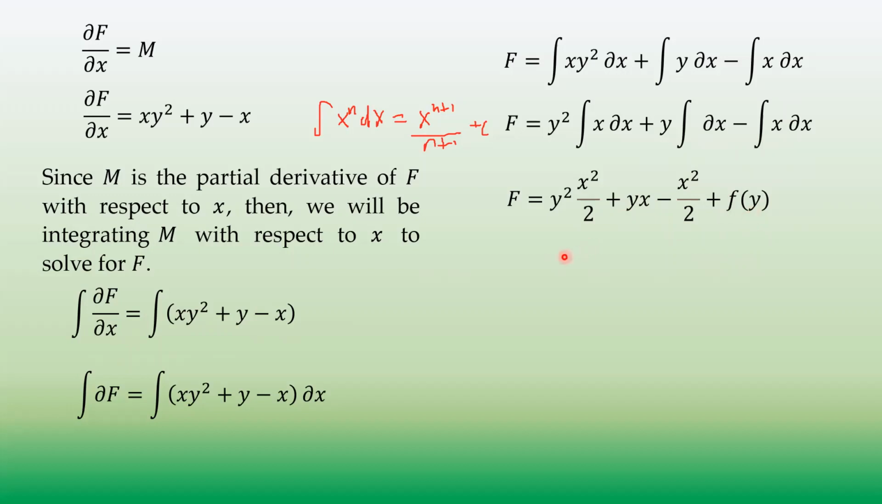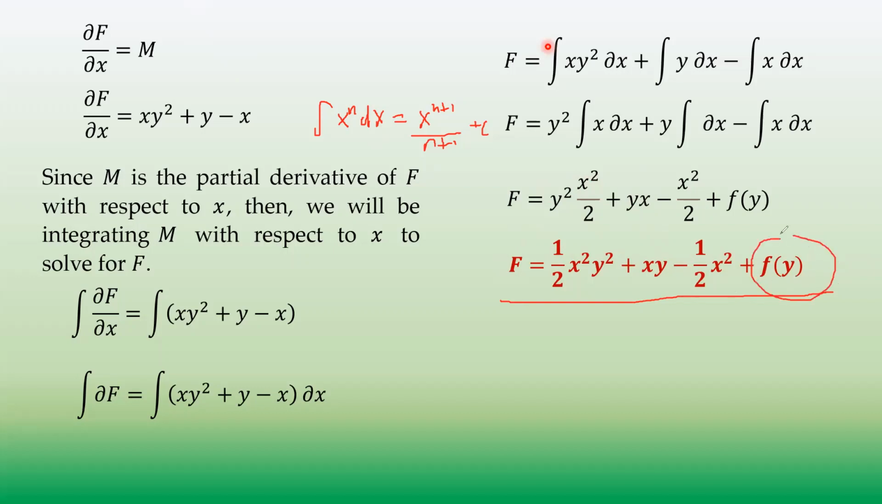Okay, simplify natin. F equals 1 half x squared y squared, nilabas ko lang, plus xy, palit ng pwesto yan, minus 1 half x squared plus f of y. So ito yung ating pinakasagot: f equals 1 half x squared y squared plus xy minus 1 half x squared plus f of y. Kaso, hindi pa siya kompleto, kulang pa sa f of y. So we're going to solve for f of y muna.